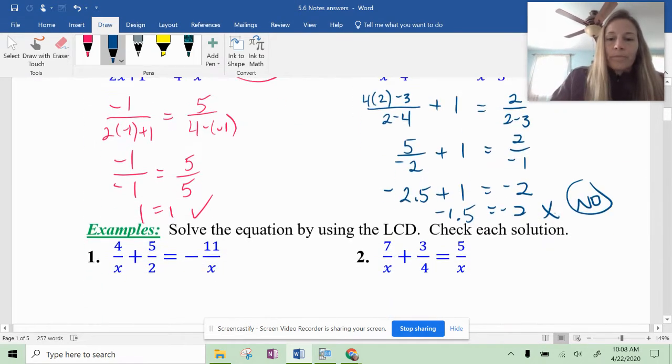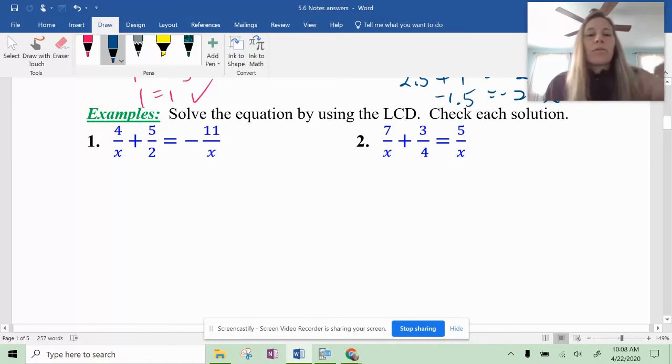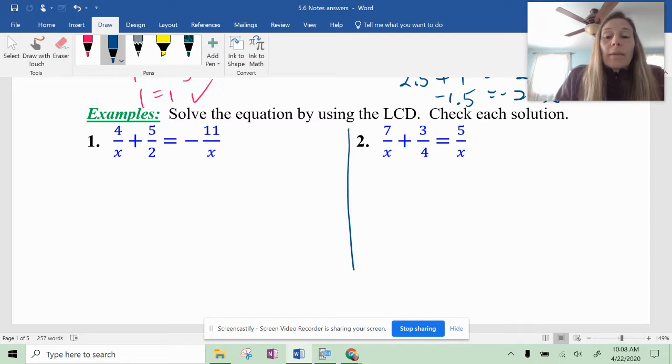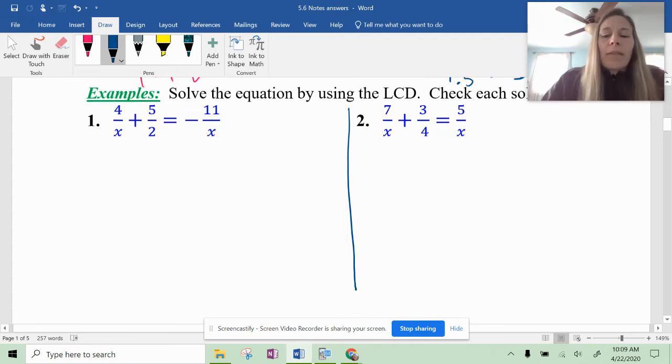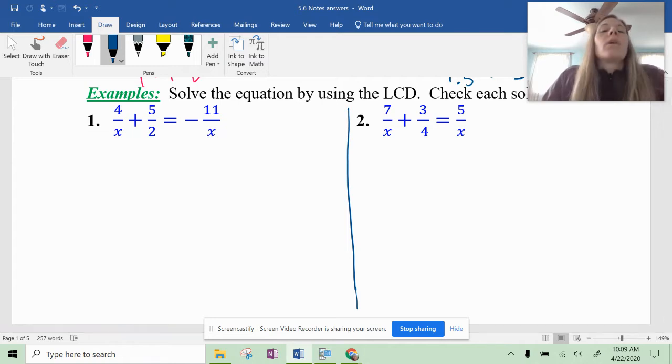Okay, so let's start by solving. Now, the directions here say solve the equation using the LCD. However, I'm going to do the cross multiplying method first because I think that's a little bit easier. The downside is you can't use it all of the time, but I think it's going to be probably wise to use it as your default method.